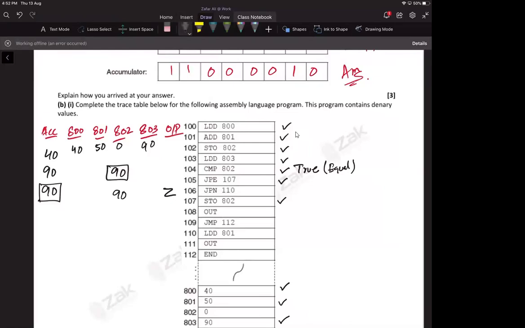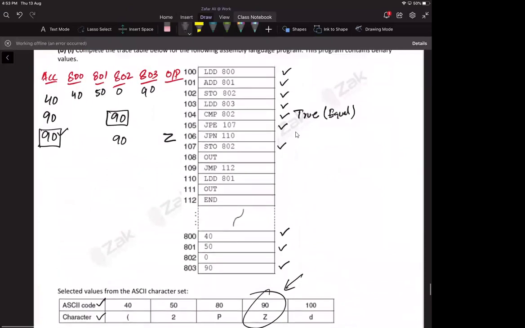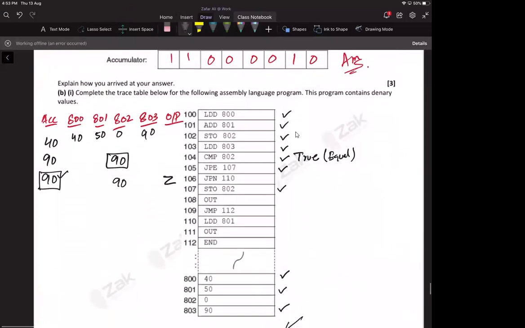This Z will be output to the screen because the ASCII code is 90, and here they have given it. So 90 has got what? 90 ASCII code has got character Z. Then after out, it asks you to jump to 112. So now you jump to 112 and the program is ended. That is how you would have to tackle the tracing for such a program.